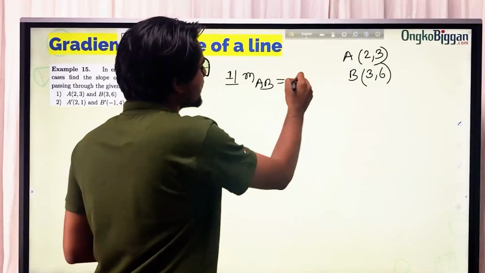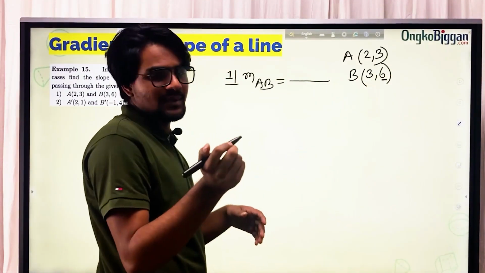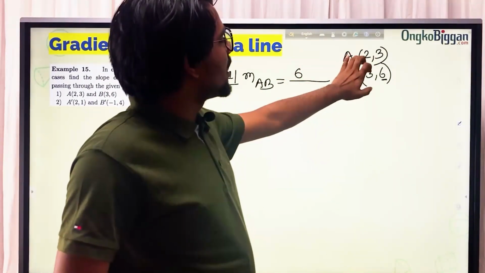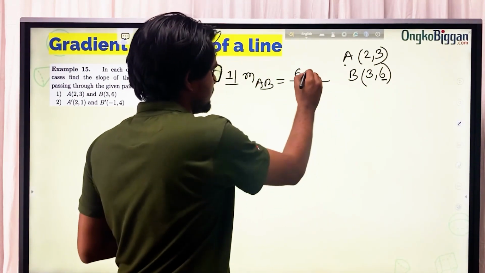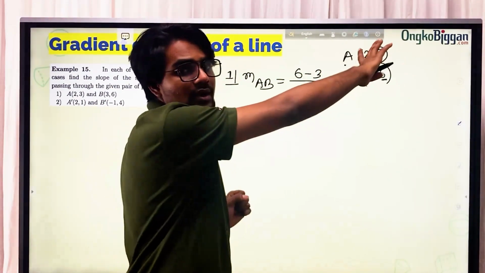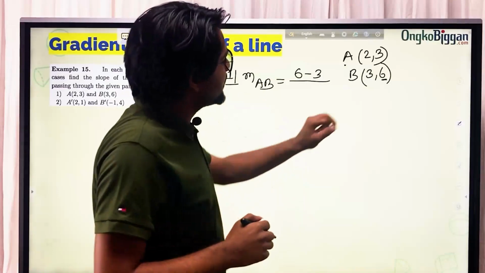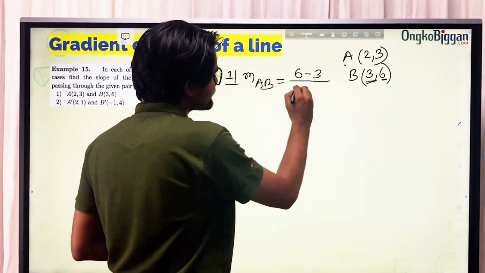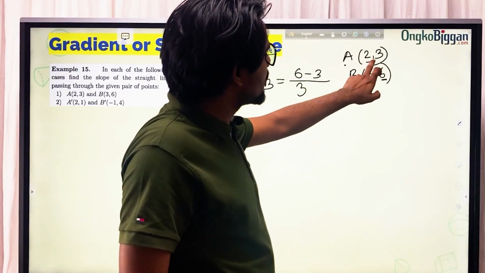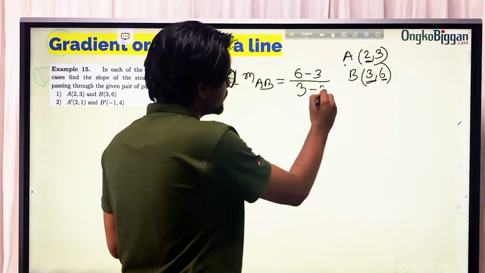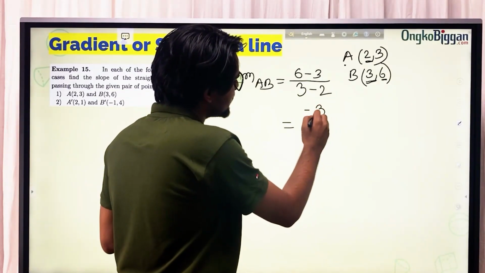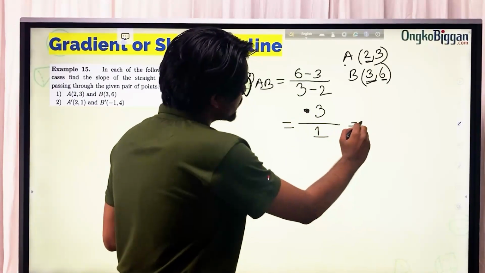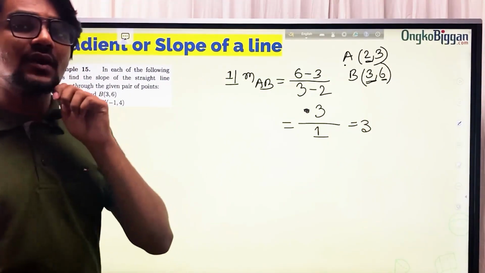Okay. So I take the value 6 from the coordinate B and write it here, 6, and from the A coordinate I write 3, so minus 3. That is the y coordinate of the point A. Similarly, I take the x coordinate of the point B, that is 3, and the x coordinate of the point A, that is minus 2. So we got 3 and 1, so the value we get is 3. So we got the slope of that line.